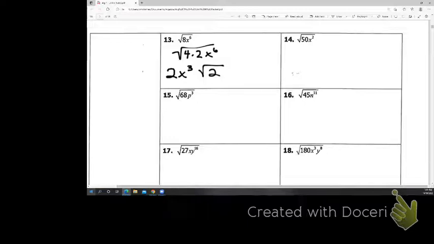So 50, so 25 and 2, so 5, and then the x can come out with the 5, and only the 2 is left under.